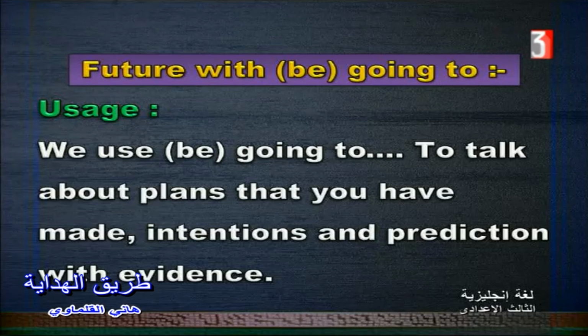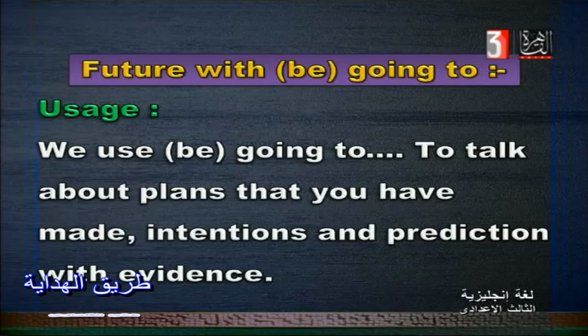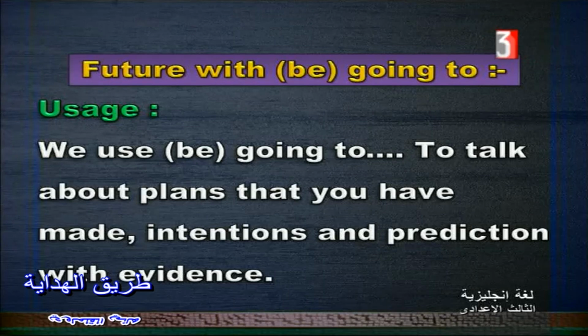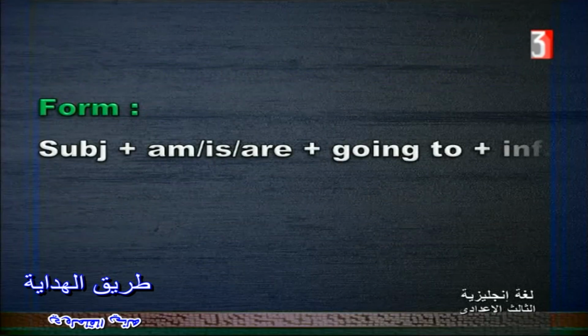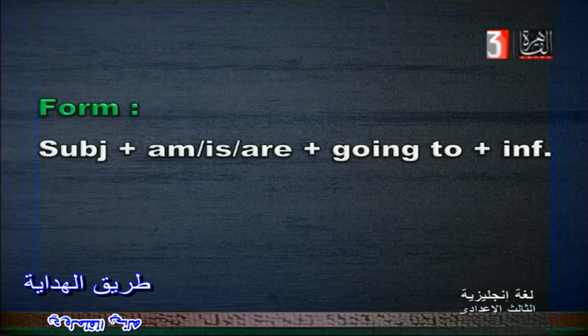We have also intentions. So what's the intentions? النوايا, and the verb from it is intend. We also use this form in order to express a prediction but with evidence. تنبؤ ولكن بدليل. Okay, so let's see the affirmative form. We put the subject, followed by am, is, are, the verb to be in present, followed by going to, then the infinitive without any additions. Like I say, I'm going to travel on holiday next month.